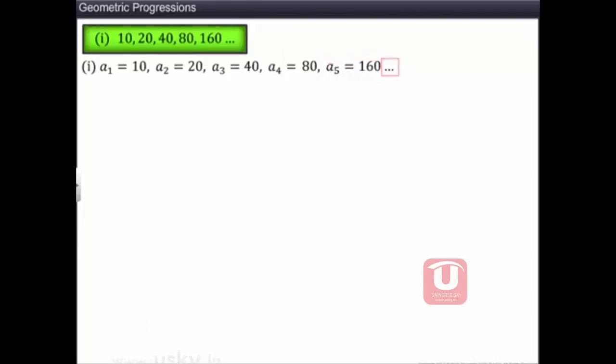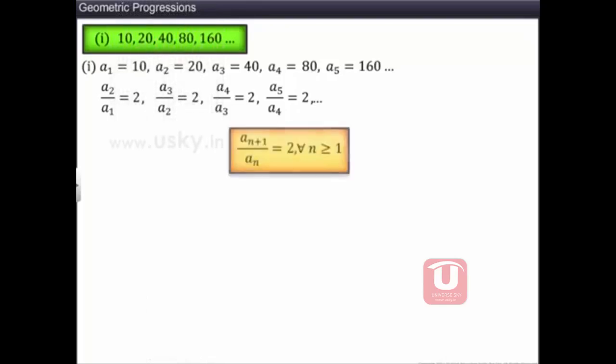The ratio of the second term and the first term is 2. Also, the ratio of the third term and the second term is 2. Likewise, if we find the ratio of each term to the term just preceding it, we find that it is 2. Hence, we can generalize that the ratio of the n plus 1th term to the nth term is equal to 2 for all n greater than or equal to 1.